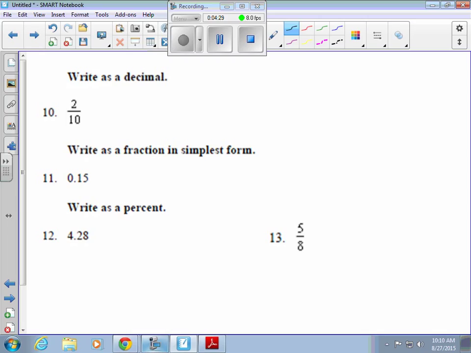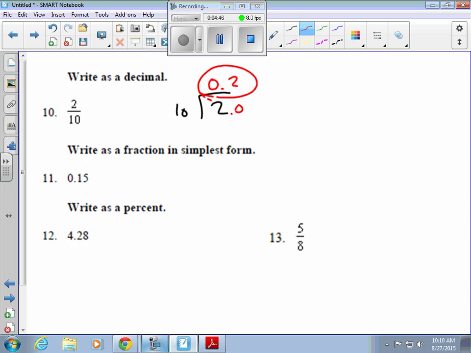Number 10, write as a decimal. 2 divided by 10. If you do it that way, 2 divided by 10, you need to add a decimal with a 0. 10 goes into 20 2 times, so it's 0.2 is your decimal version.